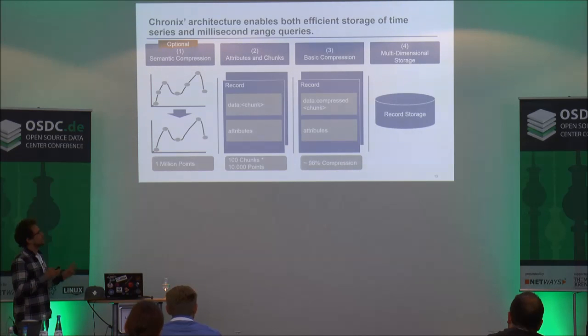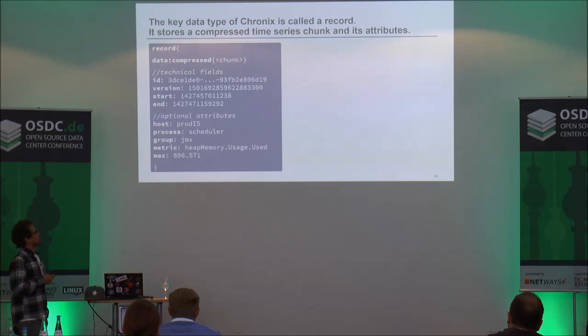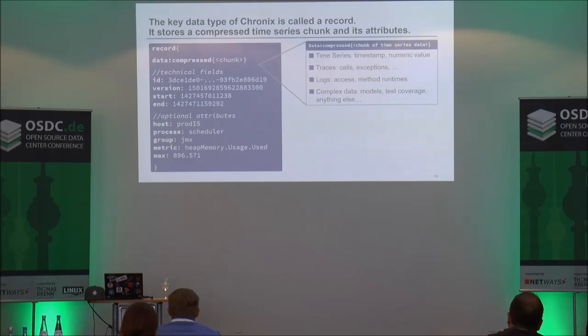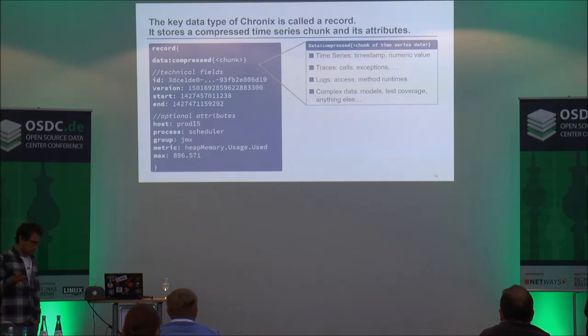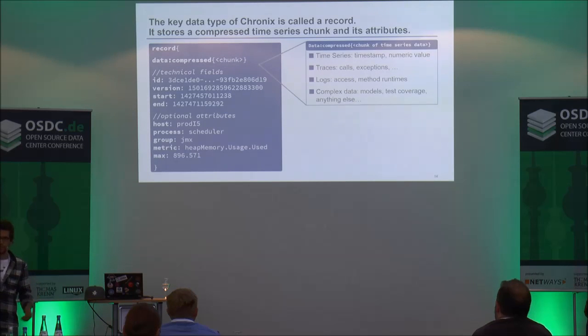And one can see that the record is the key data element of Chronix, and it's simply a key value map. The data, as mentioned before, contains the binary large object of our data objects. So if you want to store a typical time series of timestamp and numeric value, you can use the typical time series. Or if you want to store calls and exceptions, for example, which are traces, you can store them also in a binary large object. So Chronix has no information about what is inside the chunk. Or you can store any kind of complex data you can imagine that have a time dimension.